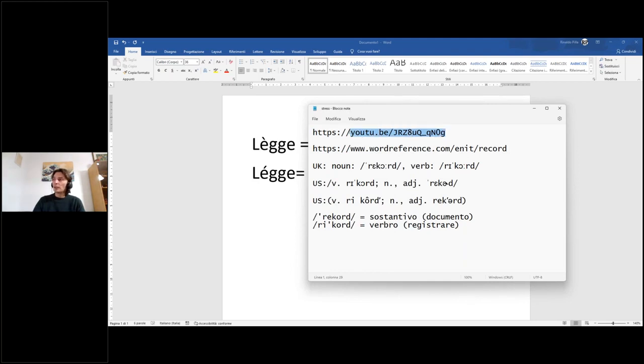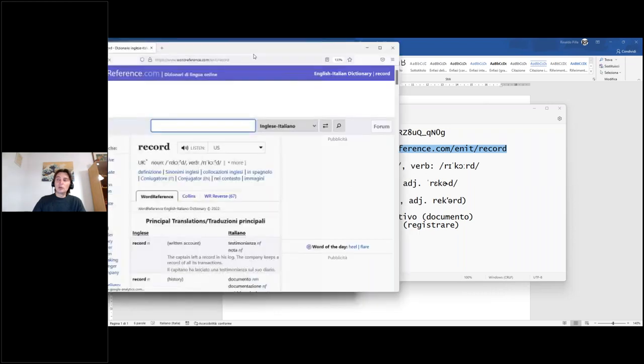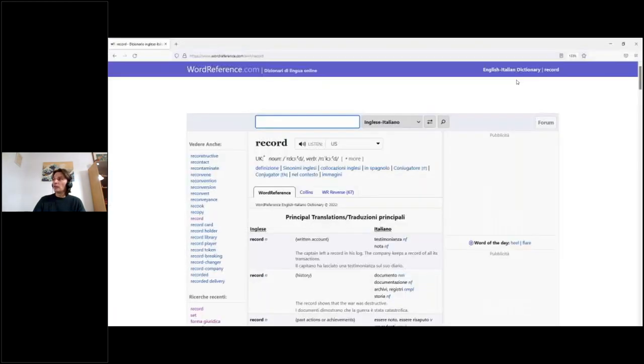I wrote down a link for you if you want, but we can also do it ourselves by looking up this word, record or record, right? Record or record. Let's look it up on WordReference, and then we are going to analyze the different sounds, the different spellings and phonetics.